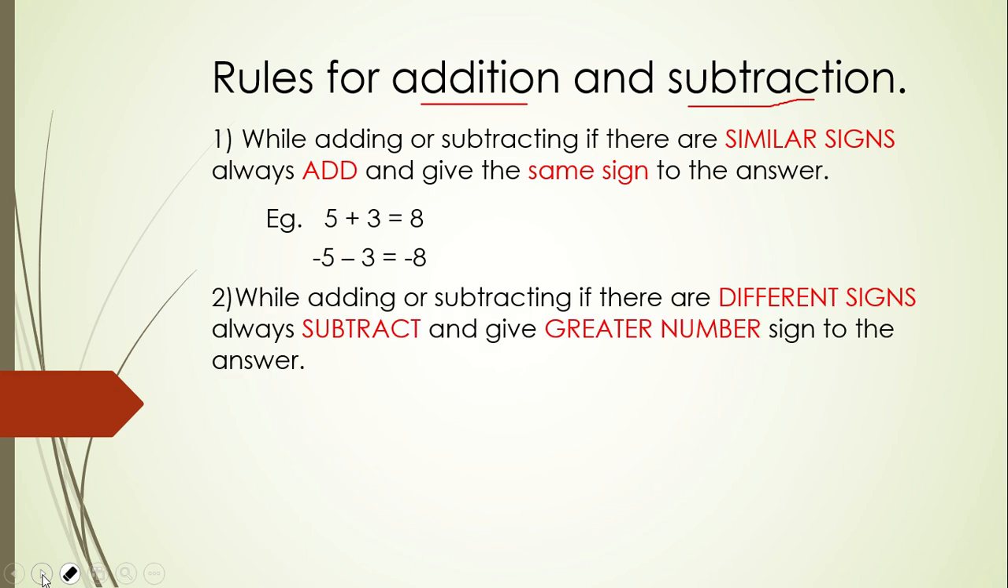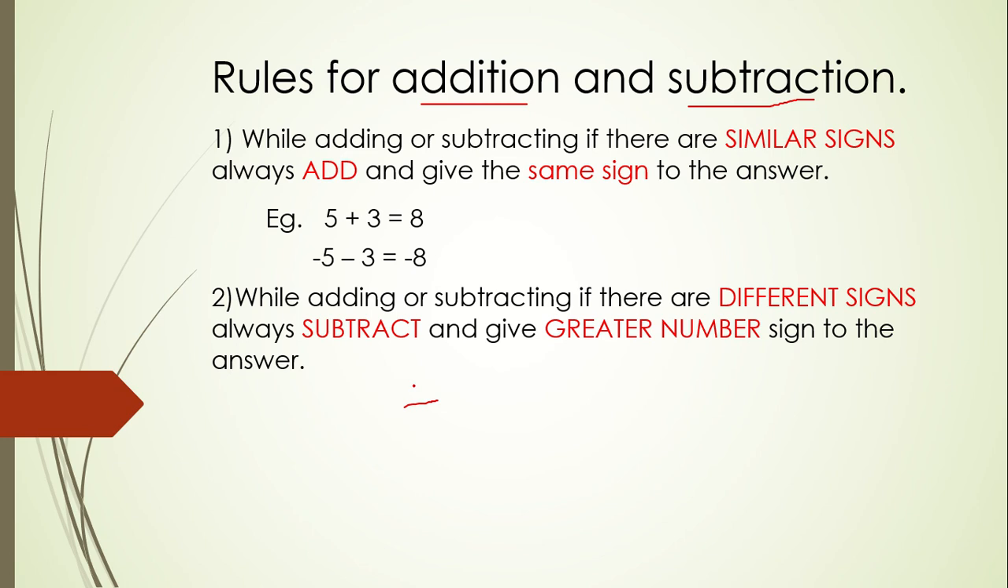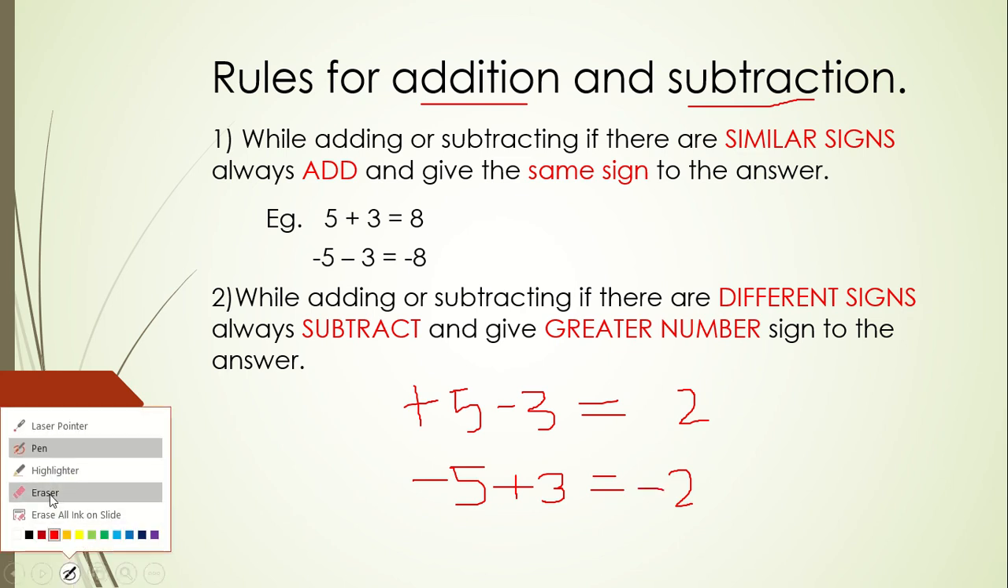Now while adding or subtracting, if there are different signs, then what do we do? Different signs, that means plus minus, plus 5 minus 3. If there are different signs, you should always subtract. So we are going to subtract, 5 minus 3 is 2, and give the greater number's sign to the answer. Here it is the plus sign, so it is given there. If the greater number's sign was negative, minus 5 plus 3, then we would again subtract but give the sign of the greater number to the answer, minus 2. Okay, this is the rule.